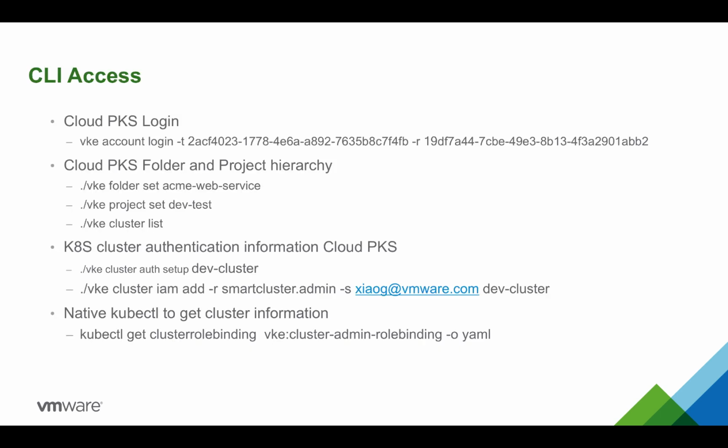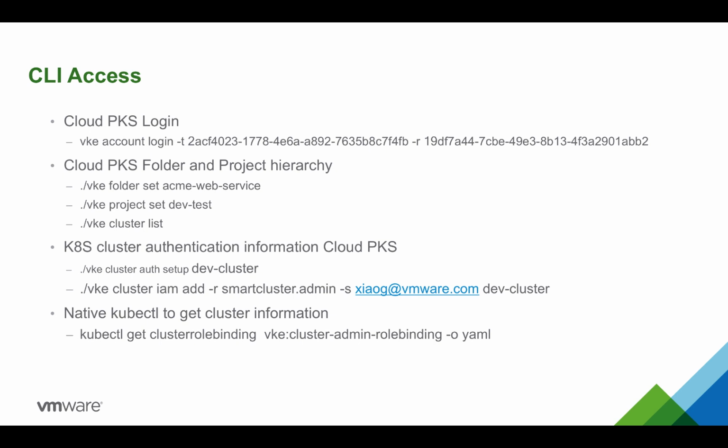To demonstrate how to configure the policy using the CLI, the first thing you do is log in to Cloud PKS. Once you're logged in, you will set the folder and the project, and then you will list the clusters underneath that particular project. Once you list the project, you will define your authentication information, which basically sets up your kubectl configuration, and then you would go ahead and configure additional roles, similar to how we did it earlier using the UI.